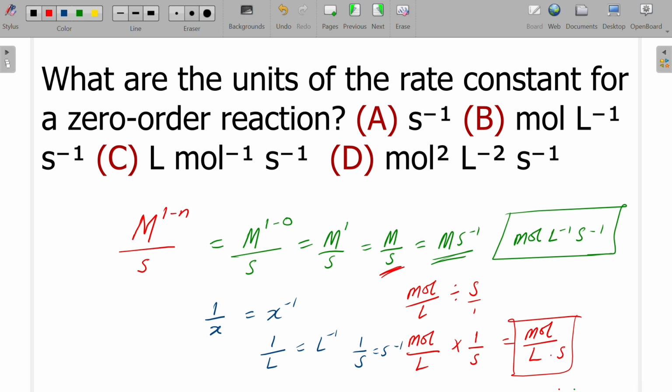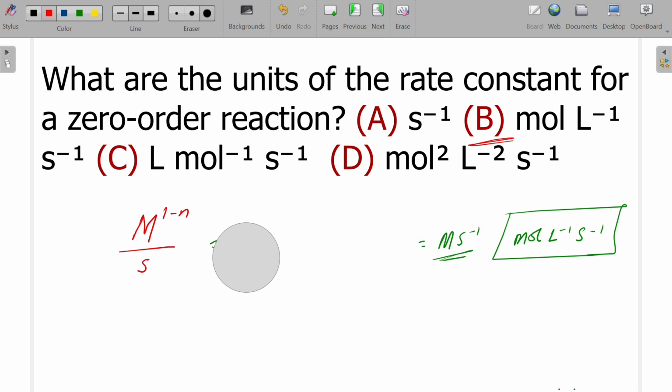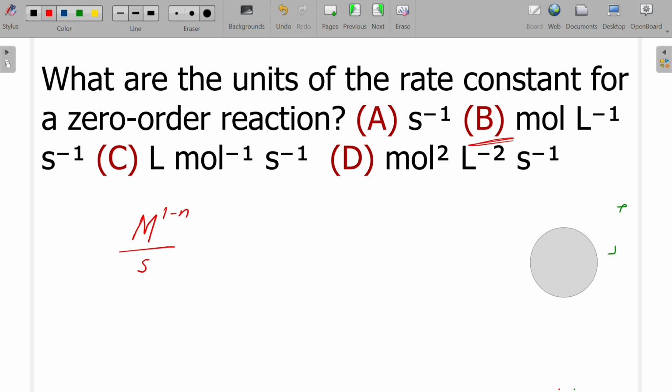And looking at the choices we are given here, this answer matches B. So our answer for this question is B. That's our correct option. So just for the sake of more understanding, let's also find the units for a first order chemical reaction. So let's say this question was asking us to find it for the first order instead of zero order.